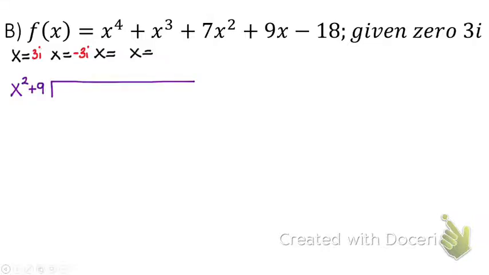But this is just a long process. So x squared plus 9 goes on the outside, and now we're going to write our polynomial underneath. And so yes, synthetic division cannot be done with imaginaries. So we have to do long division.